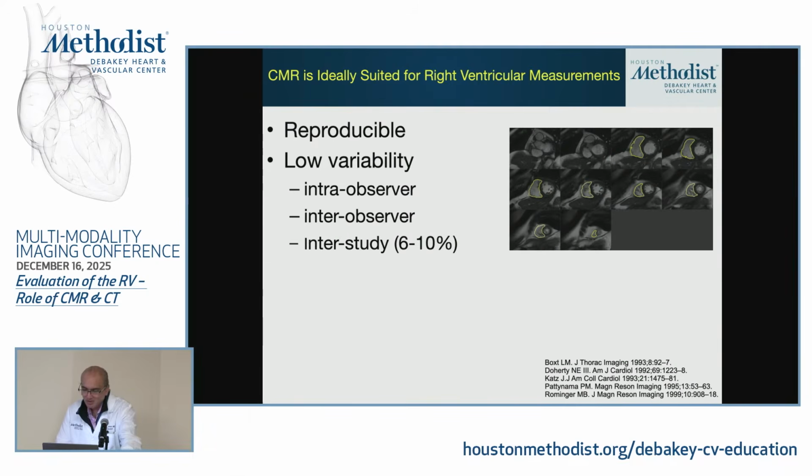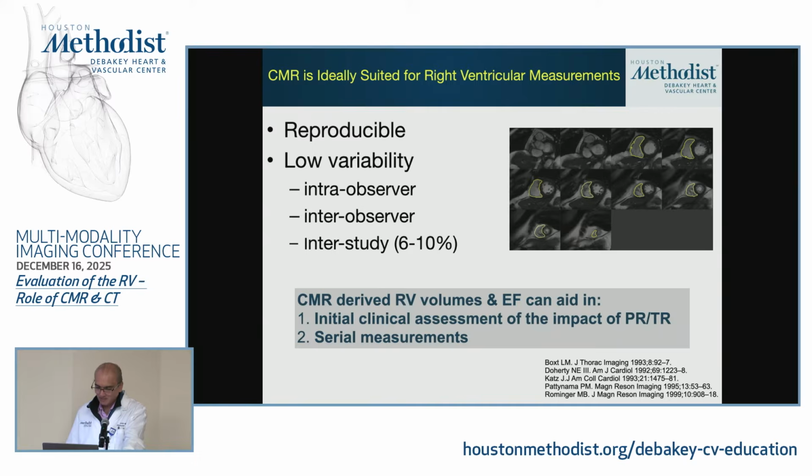Now, what's the variability here? So the variability for the right ventricle, again, because of the unique shape and also the irregular borders, is a little bit higher than the variability for the left ventricle. And so in most studies, the interstudy variability is on the order of about 5 to 10%.